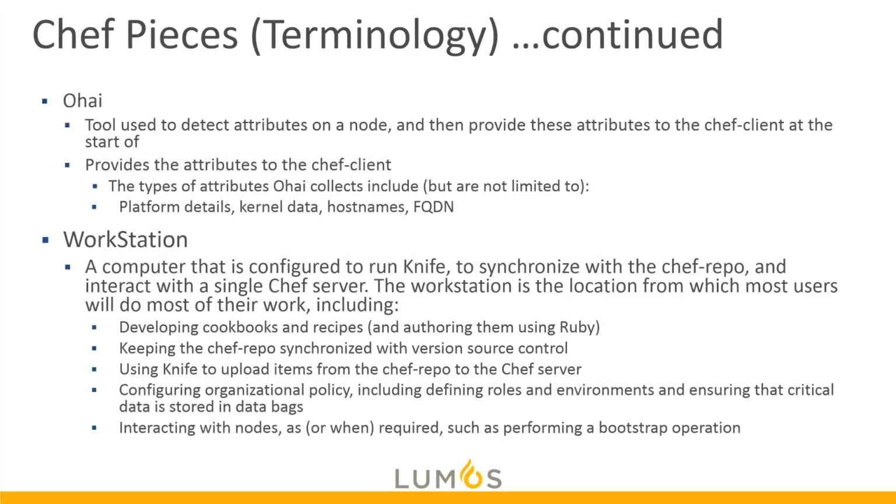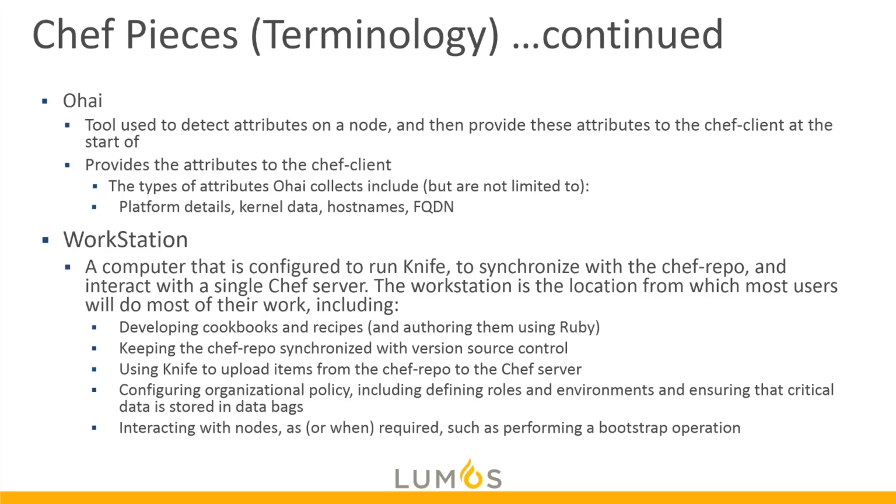So continuing on with the terminology, we have this piece called Ohai. And Ohai is a tool used to detect the various attributes that are available on a given node and provide these attributes to the Chef client at the start of the Chef agent or Chef client. So this provides the attributes to the Chef client, such as platform details, kernel data, host names, fully qualified domain names, IP, on and on.